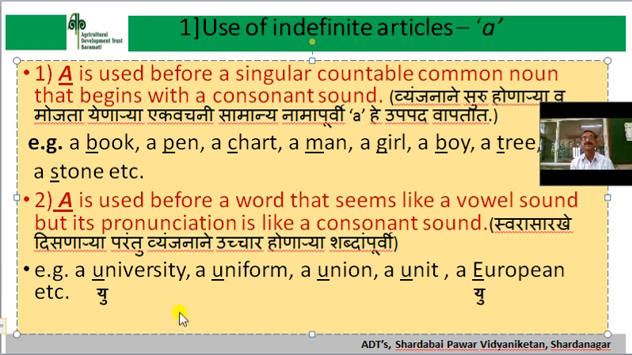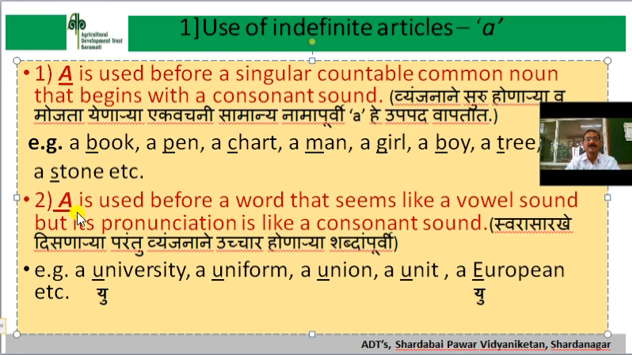Let us see the use of indefinite article a. A is used before a singular countable common noun that begins with a consonant sound. For example, a book, a pen, a chart, a man, a girl, a boy, a tree, a stone, etc. In these examples, all the words are singular countable common nouns and they begin with a consonant sound. That's why a is used before them.